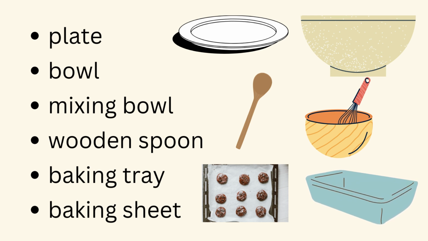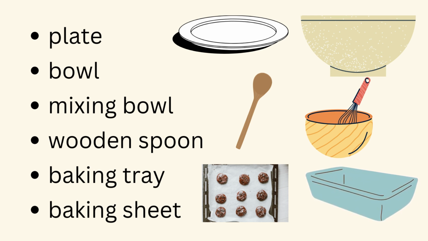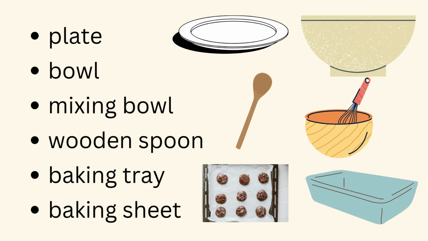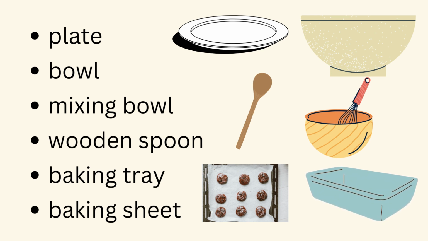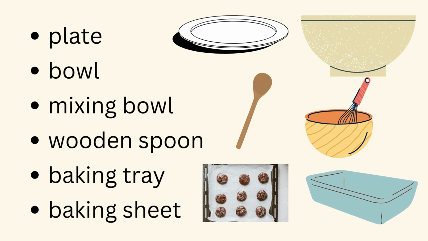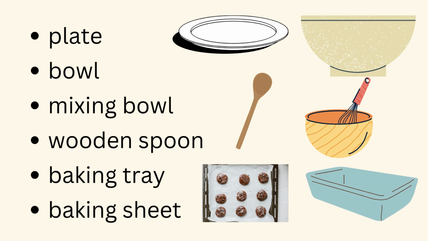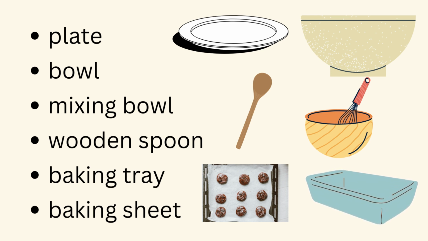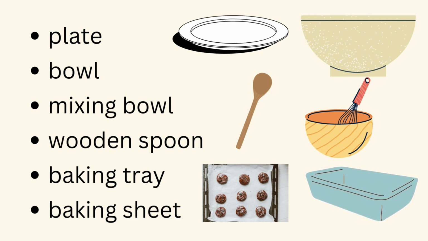Our next item is a wooden spoon. This is a spoon used for stirring sauces or mixing ingredients. The sentence is, I used the wooden spoon to stir the sauce.